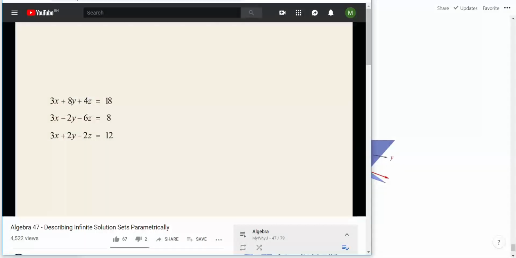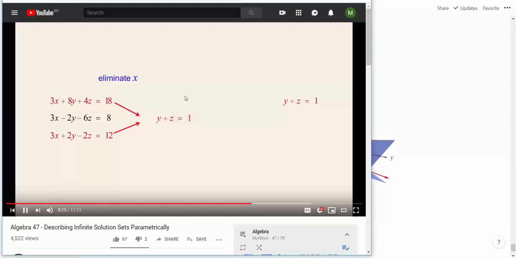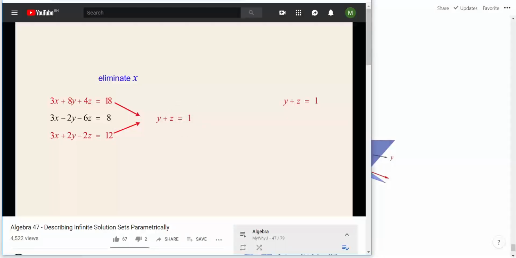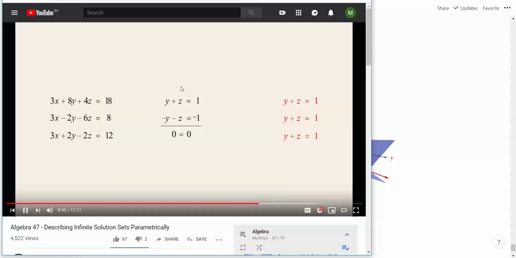During the process of eliminating x, we found that no matter which pair of equations we use, we always produce the same equation y plus z equals 1. Therefore, when we eliminate another variable, we will always end up with the result 0 equals 0.